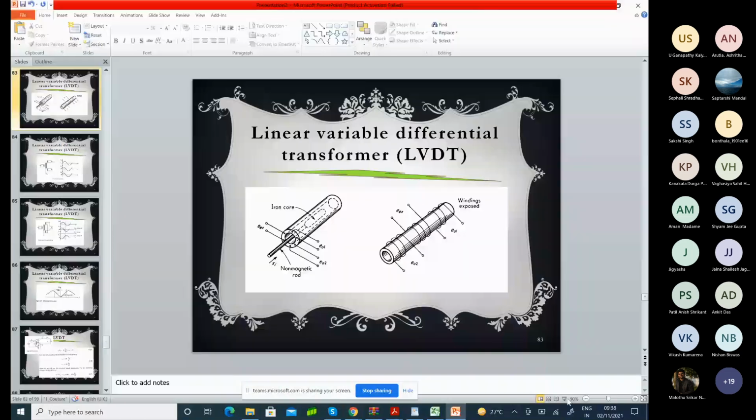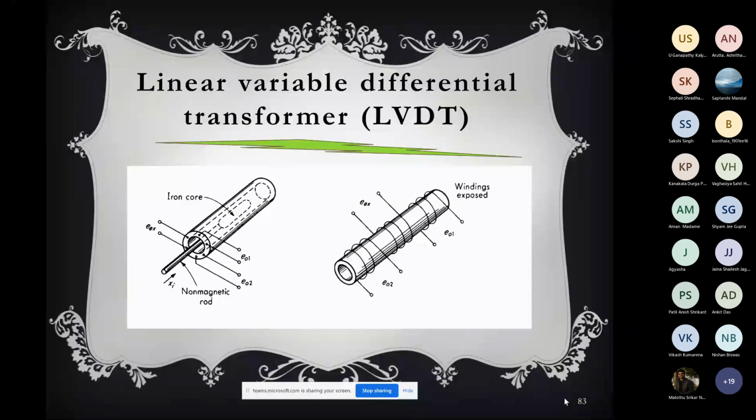LVDT is a very popular instrument like the strain gauge. In the lab, if you come, you will see very small LVDTs available, and it is as popular as the strain gauge. It is very likely that you get a question in different forums: tell what is LVDT. So please listen carefully. Okay?